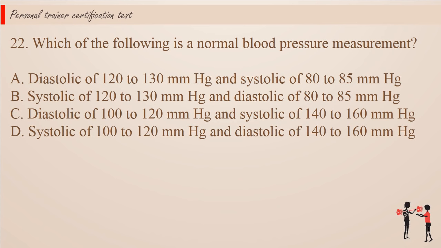Question 22. Which of the following is a normal blood pressure measurement? A. Diastolic of 120 to 130 millimeters Hg and systolic of 80 to 85 millimeters Hg. B. Systolic of 120 to 130 millimeters Hg and diastolic of 80 to 85 millimeters Hg. C. Diastolic of 100 to 120 millimeters Hg and systolic of 140 to 160 millimeters Hg. D. Systolic of 100 to 120 millimeters Hg and diastolic of 140 to 160 millimeters Hg.